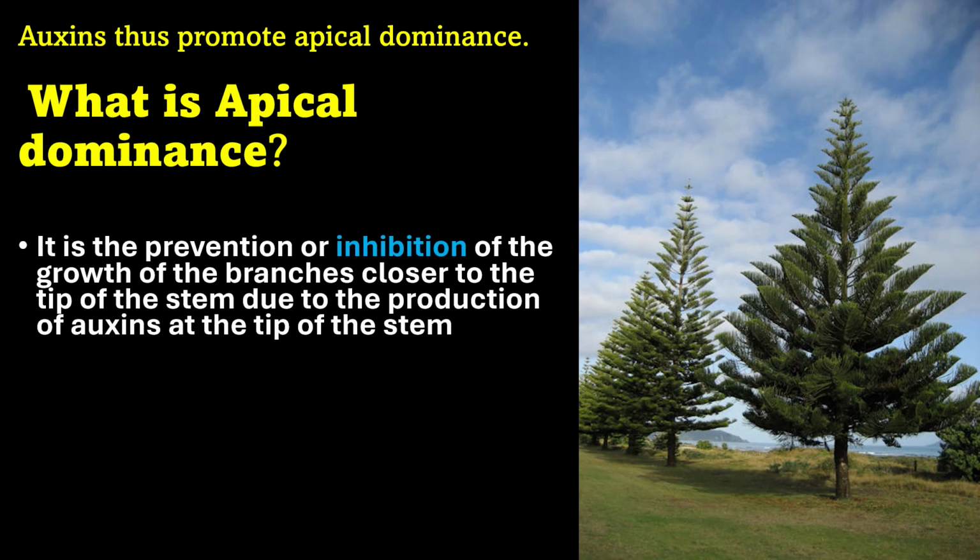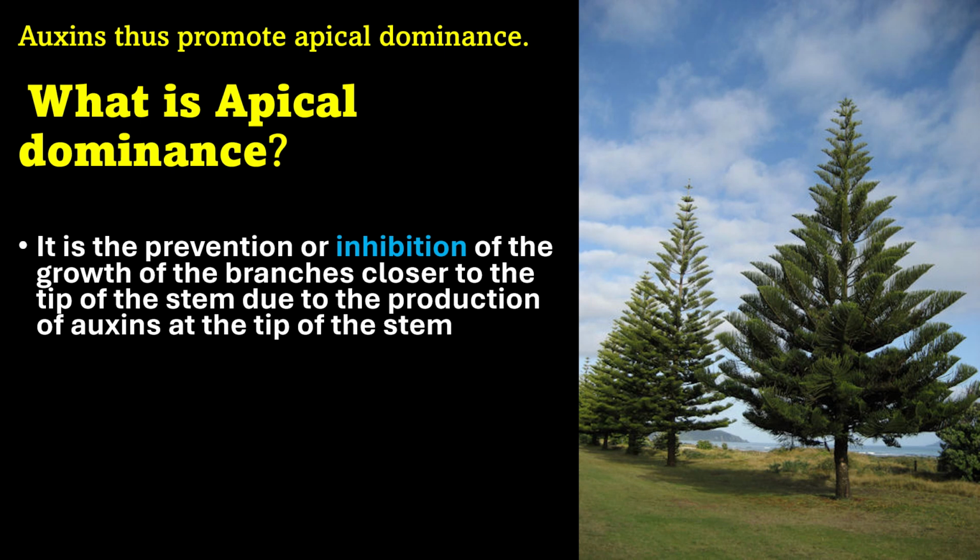What then is apical dominance? It is a prevention or inhibition. Another word for prevention is the word inhibition. So apical dominance is the prevention or inhibition of the growth of the branches closer to the tip of the stem due to the production of auxins at the tip of the stem.